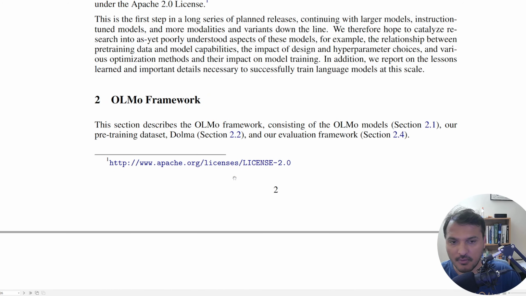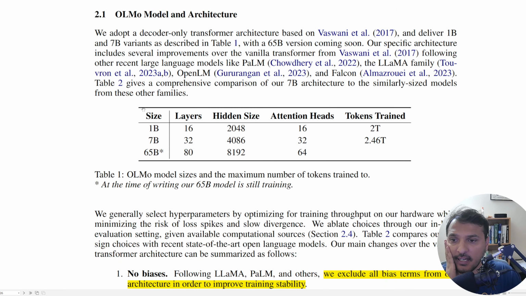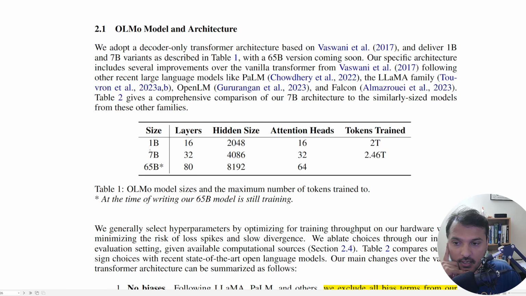So let's look at what this OLMO is. This is a decoder only model, and the plan is to release 3 models. Right now they've only released 2, where you have a 1 billion parameter model, a 7B and a 65B, and they say the 65B is still training. At the time of writing, I don't know what's the current state. Maybe they released it, maybe they didn't. We'll take a look.